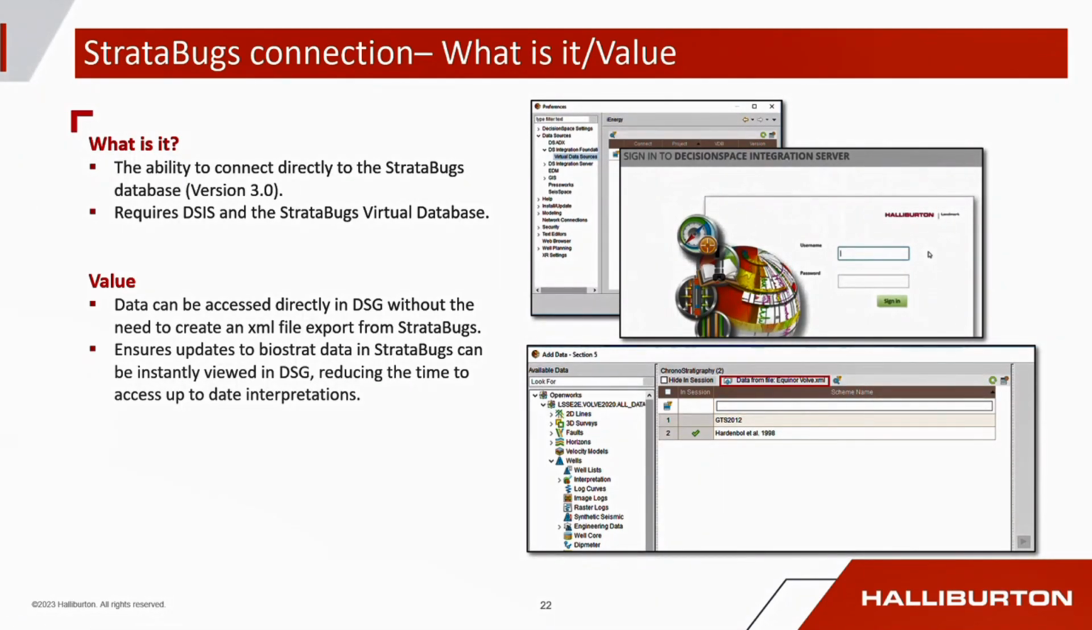The functionality requires a license to the StrataBugs application, as well as a connection with the DecisionSpace Integration Server to be set up as an additional data source in the DSG Add Data window. The virtual database, which converts the StrataBugs data into a format that DSG can read, can be found in the help documents, along with detailed steps on how to set the connection up. Once connected, any updates in the StrataBugs database can be viewed in DSG immediately, and this ensures that the data is constantly up to date, allowing for more accurate interpretations.